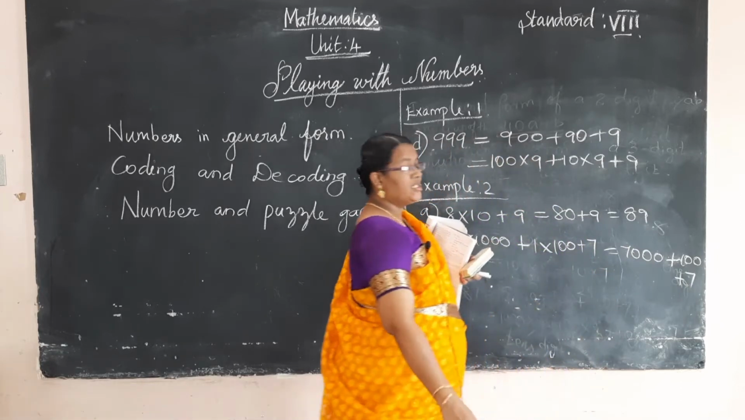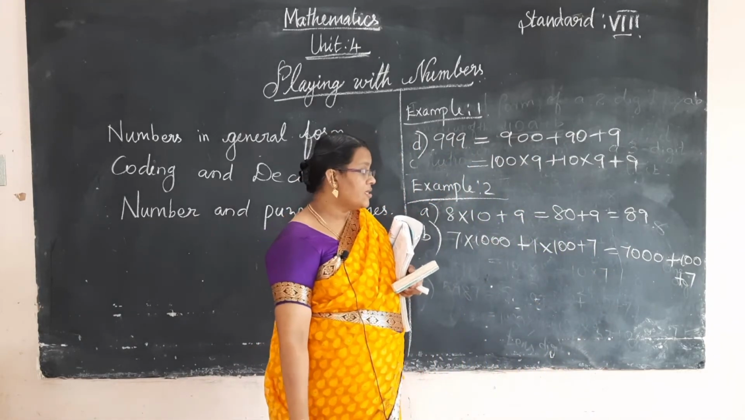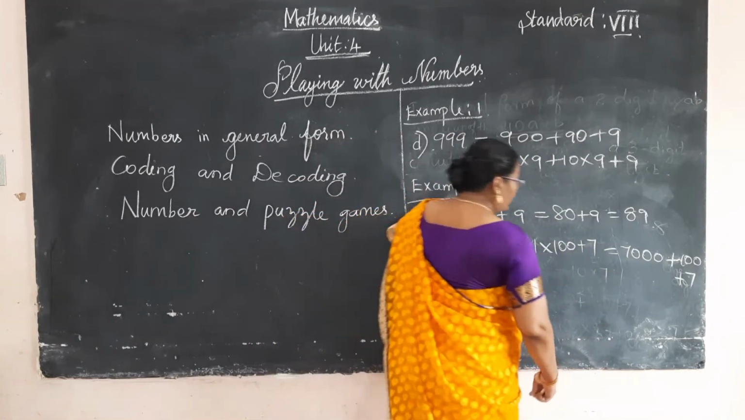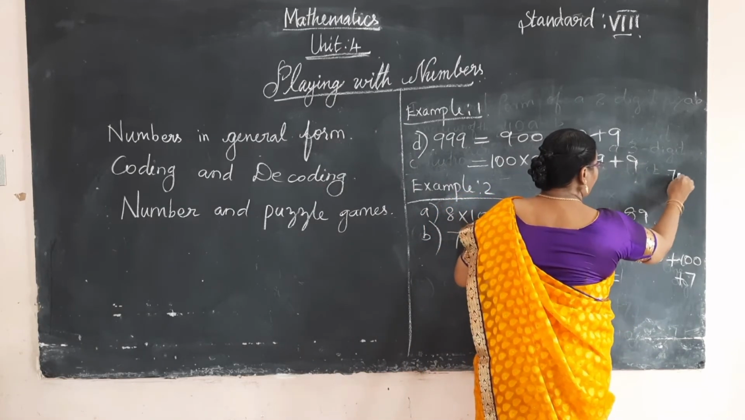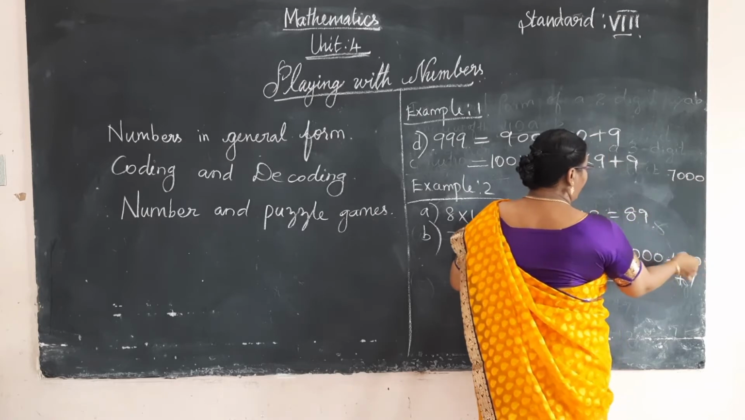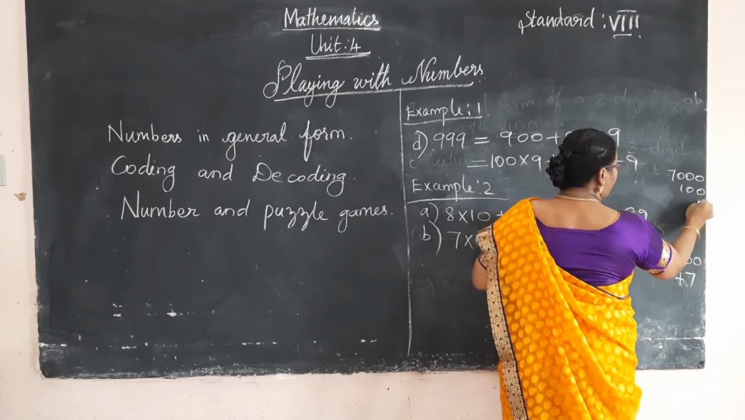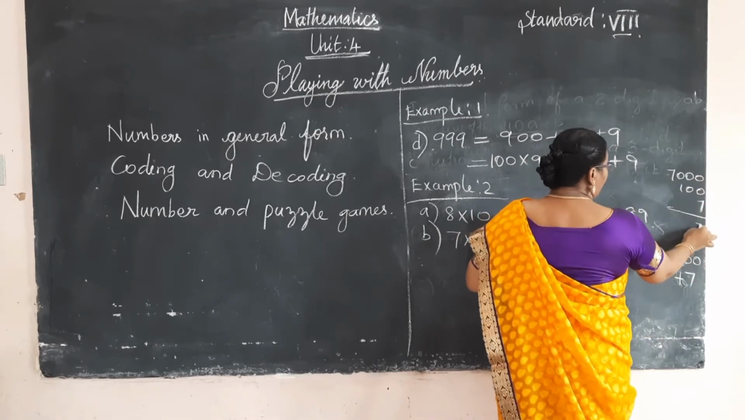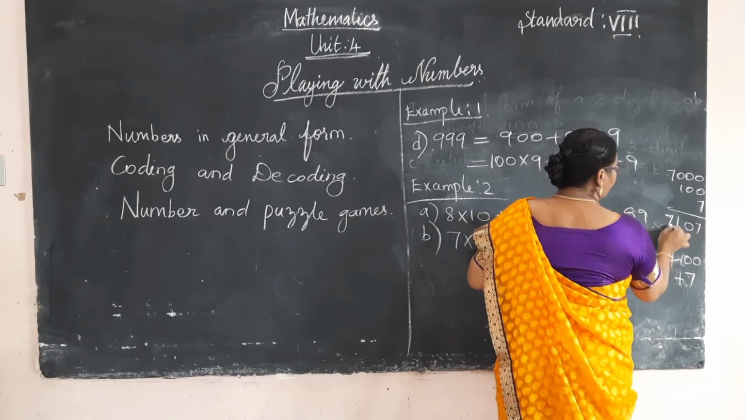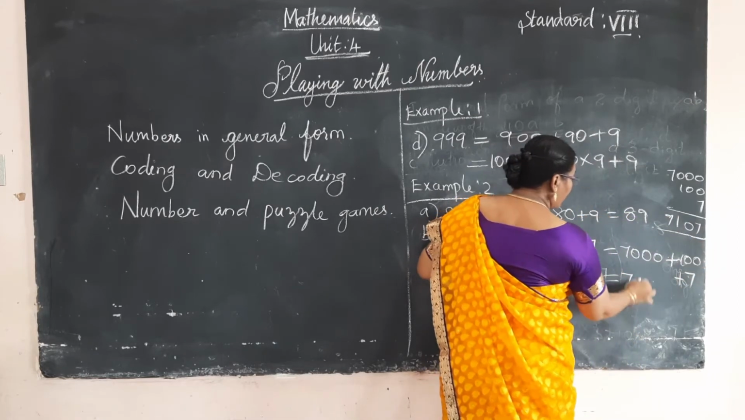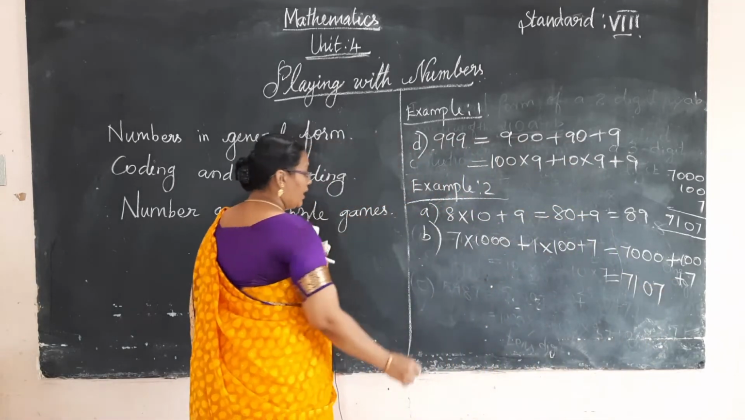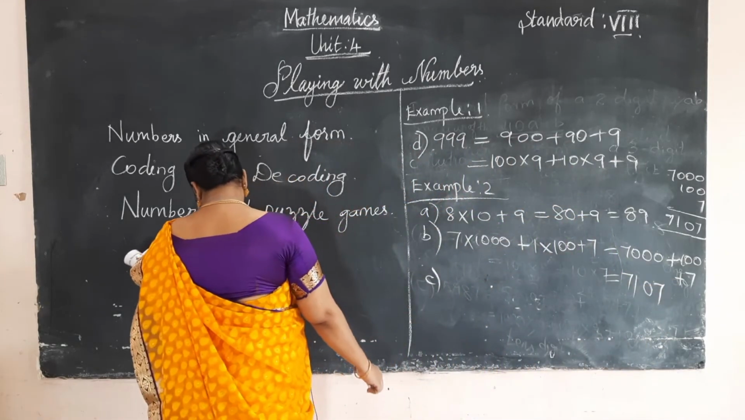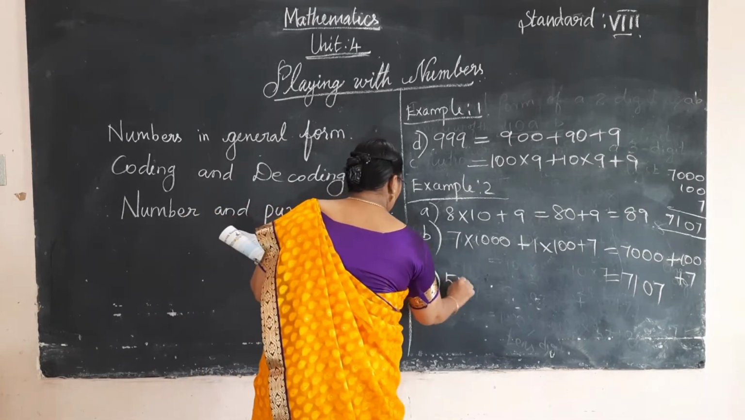Here the tens digit is not given. The tens digit is not given, so we have to add this. How can you add? 7000, carefully write, then 100 once. So the answer is 7107. 7107.